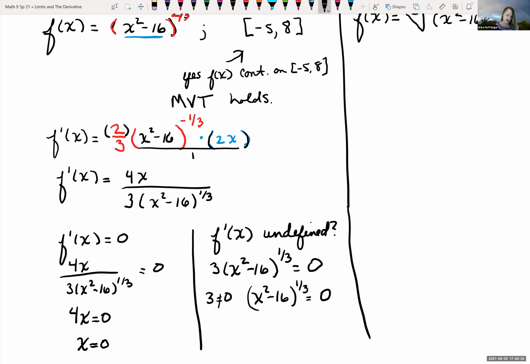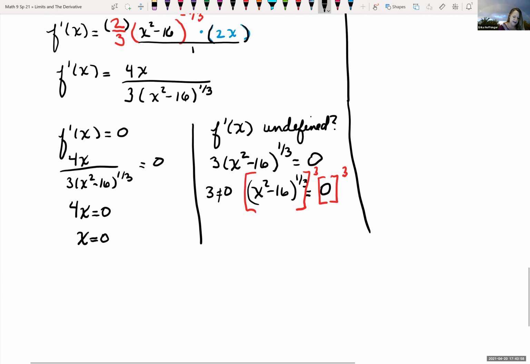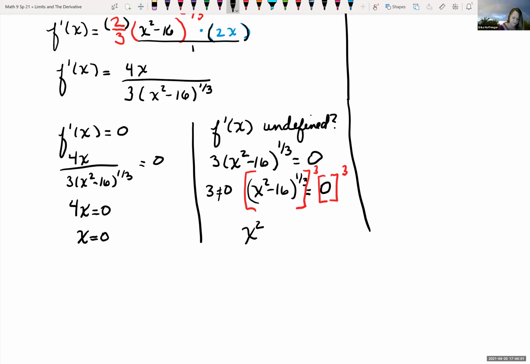So remember, if you have some radical equal to 0, which this is really the cubed root, we can clear the fraction by raising both sides to the 3rd power. I could raise this side to the 3rd power, and I'd have to raise this side to the 3rd power. So that would be saying x squared minus 16 is equal to 0 cubed, which is 0. Power to power, the rules of exponents say multiply, so 3 times 1/3 is 1.